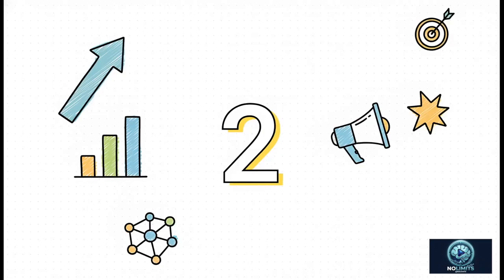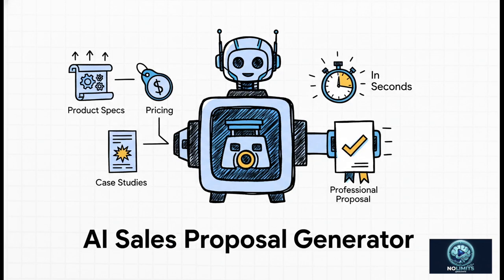Okay, on to number two. How about a sales proposal generator? Picture an AI that knows all your products, all your pricing, and all your best case studies. Your sales team just needs to pop in a few details about a new client, and boom, it spits out a perfectly tailored, professional proposal in seconds. We're talking about massively speeding up your sales cycle and making every single pitch that much better.